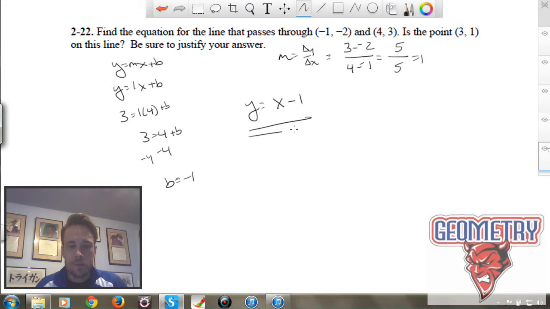So here's the first part. The next part asks, is this point 3, 1 on the line? Well, if it is, then when we plug in those values for x and y, we should get a true statement. If we plug it in and we get a false statement, then we know it's not true. So 1 goes in for y, 3 goes in for x, and we get 1 equals 2, which is not true at all. So if the statement is not true, that means that this point is not on the line.